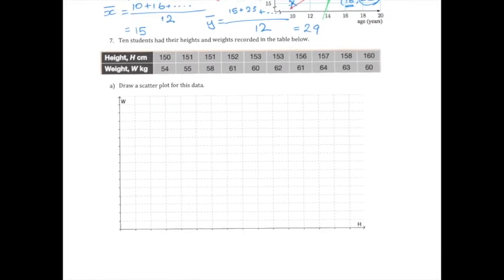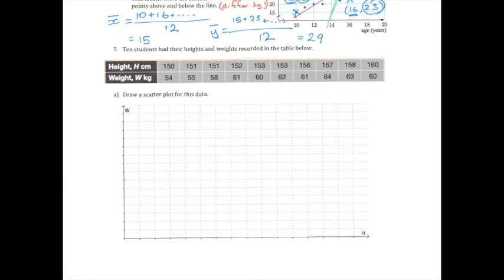10 students had their heights and weights recorded in the table below, and now let's draw a scatter plot. Wait a minute, I've got height and weight on my axes. I don't have any scale. Take a moment. Just for height, what do you think we should go up by, given the graph we have and everything? Just 1, I think so. We only go from 150 to 160. We can just do 1.